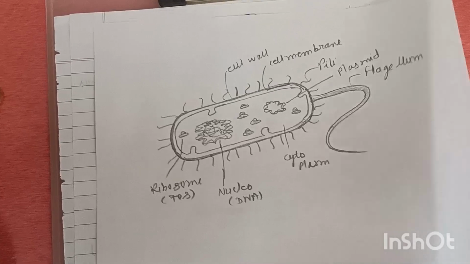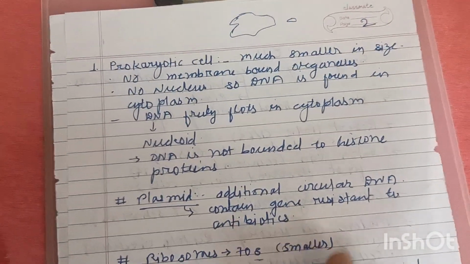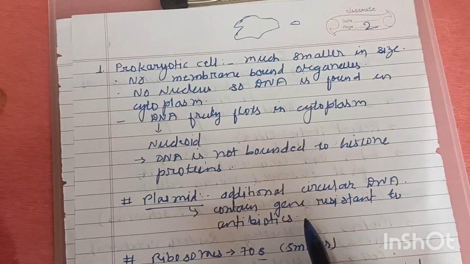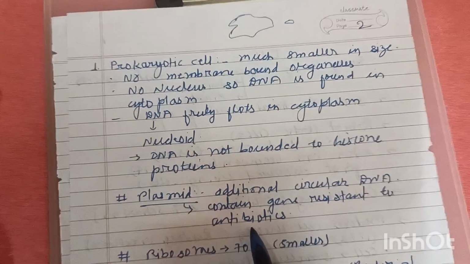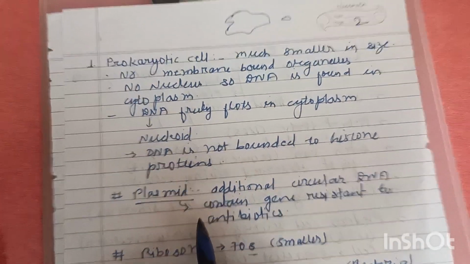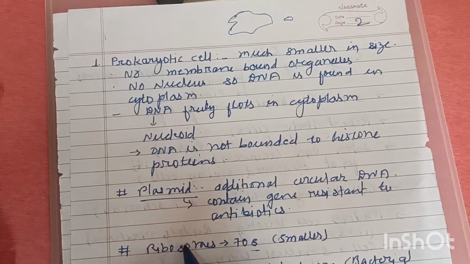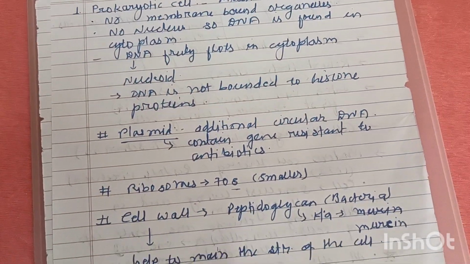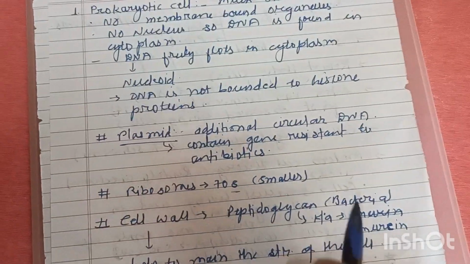And this plasmid contains a special feature, meaning this plasmid has a gene which is resistant to antibiotics, and because of this property, this plasmid and these prokaryotic cells are used in biotechnology at a very large scale. We will study more about this plasmid in biotech unit.